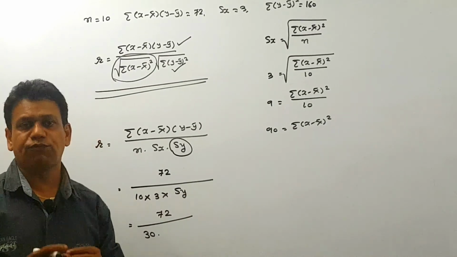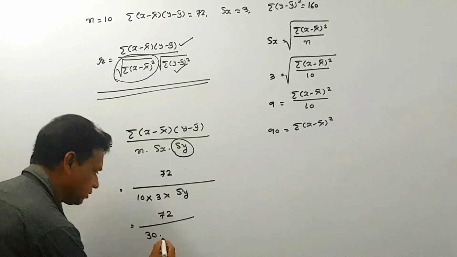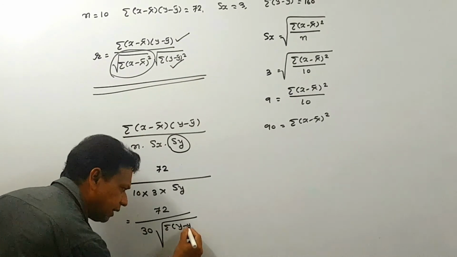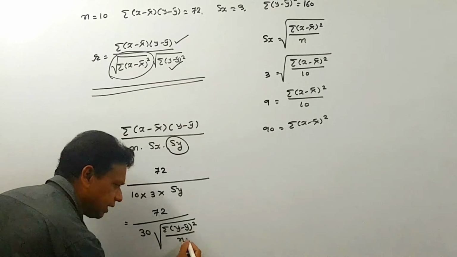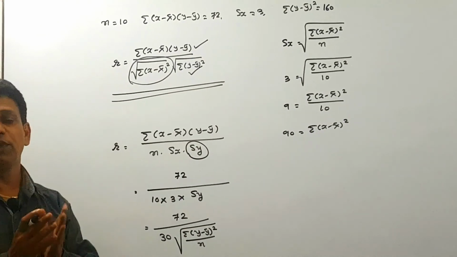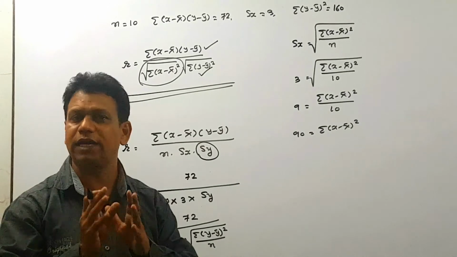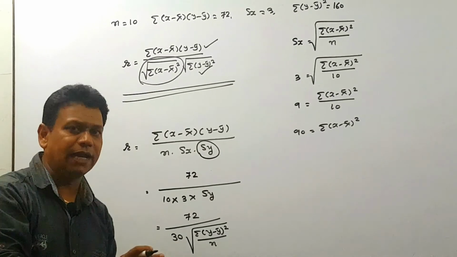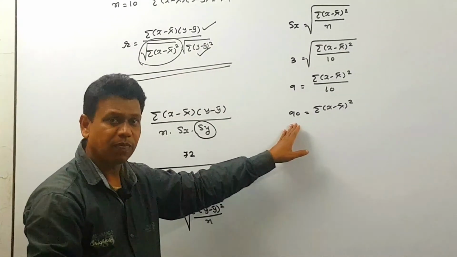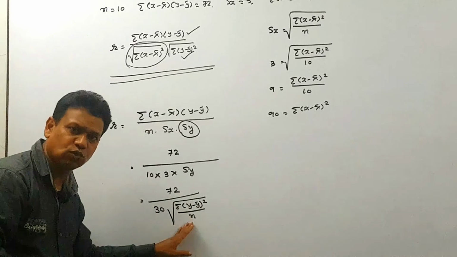Now I have to use the formula to find Sy directly. The formula for Sy is the root of sum of y minus y bar square upon n. Because we don't have information about Sy, but we have sufficient values to find Sy. But I don't like to calculate it separately as I did here for Sx. Instead, I would like to put my calculation over here.